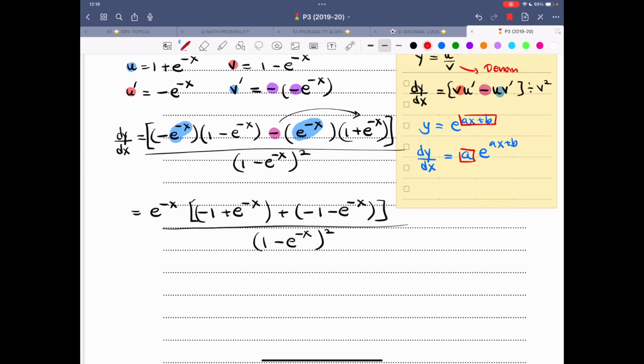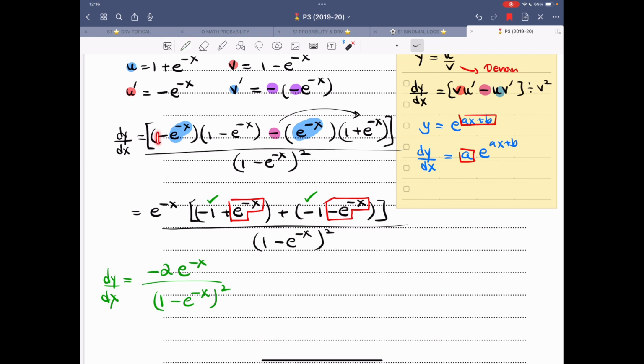Now, are there any terms which will cancel out? e raised to the power of negative x minus e raised to the power of negative x, this can cancel out. And I'm left with this negative 1, I'm left with this negative 1. So that is negative 2 e raised to the power of negative x divided by 1 minus e raised to the power of negative x, the whole thing squared. This is dy by dx. Now someone could have also said, could we have taken this negative common out? The answer is yes, you can definitely take it common out.